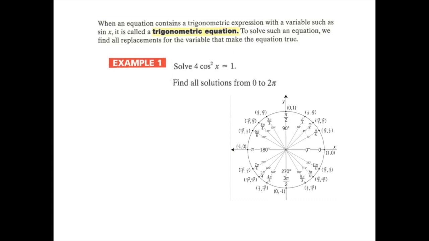In example 1, we're going to solve 4 cosine squared x equals 1, and you'll notice that it asks us to find all solutions from 0 to 2 pi. This means that we'll be working with radians.